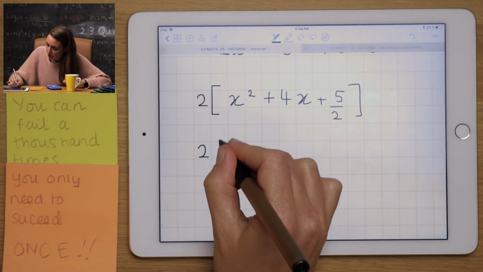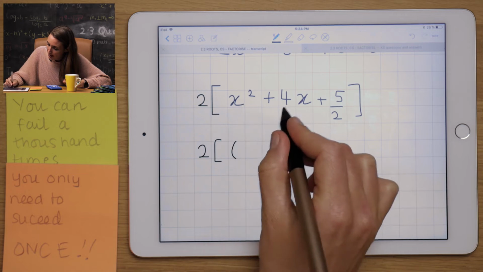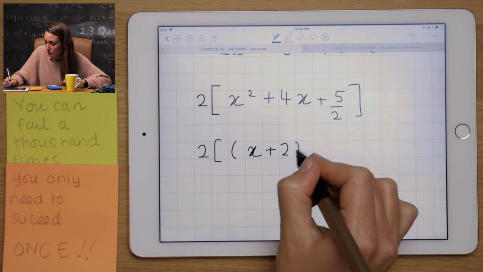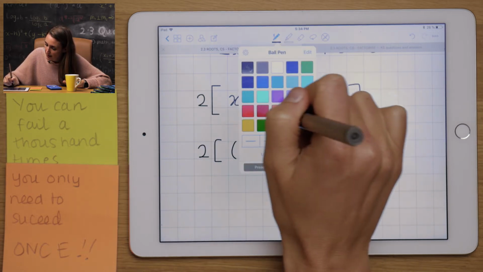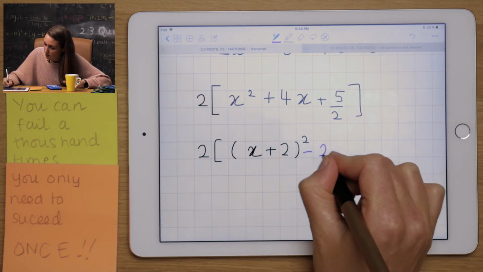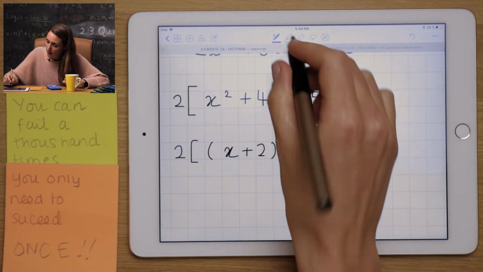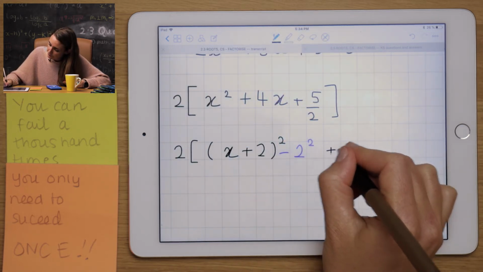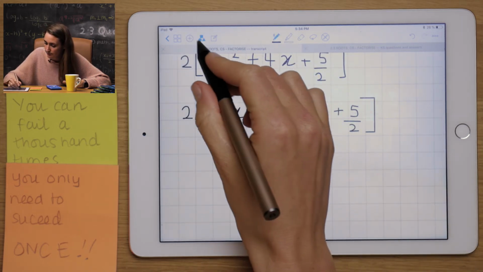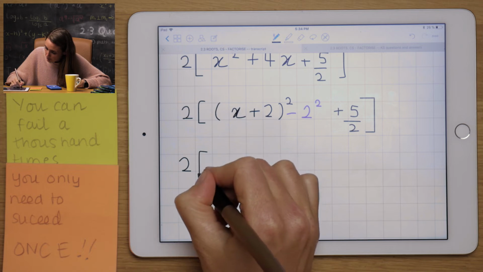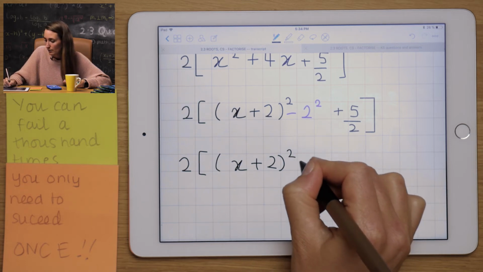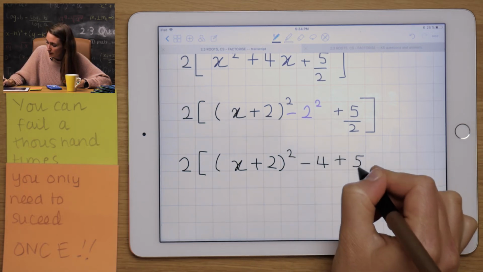Then on what's left inside, you can complete the square like normal. We can have x, half of 4 is 2, x plus 2 squared. Then we will once again minus whatever number you have here, so minus 2 squared, so 2 squared. And then we'll add 5 over 2. All of this will stay inside this giant square bracket. So 2 times x plus 2 squared minus 4 plus 5 over 2.